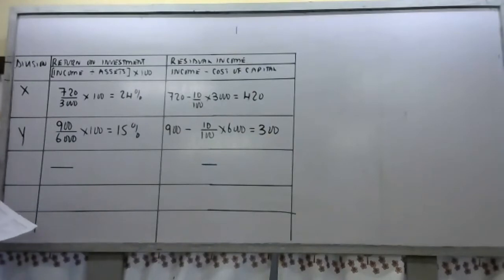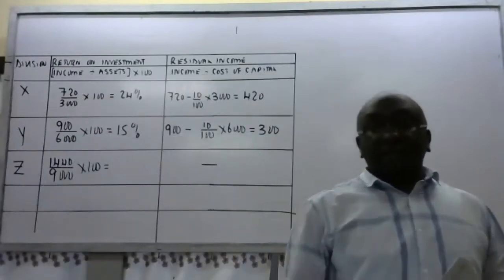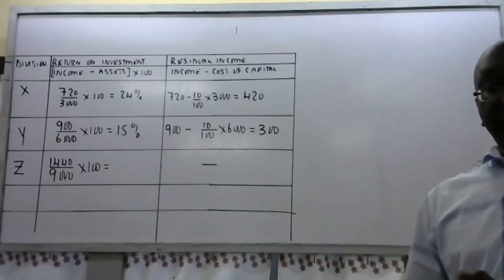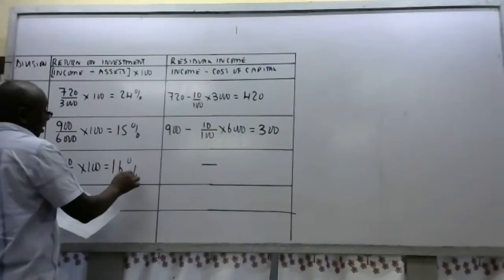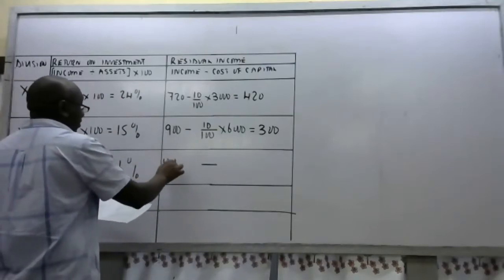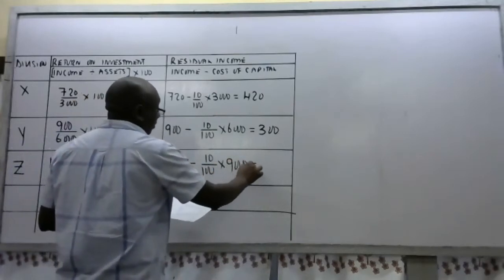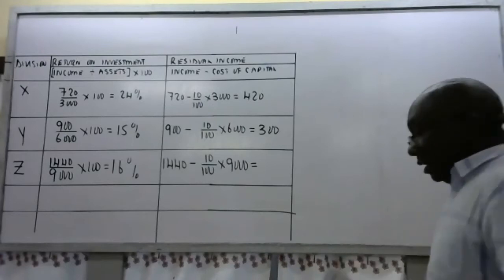Then on this other side, we come to Z. Z has 1440, and the assets are 9,000, times 100. What percent is that? Yeah, I can see 16 from June, and from Jack. So 16% here. Then on this other side, we will say 1440 minus 10% of 9,000. June already has sent 540. Churchill, Jack, good, 540.